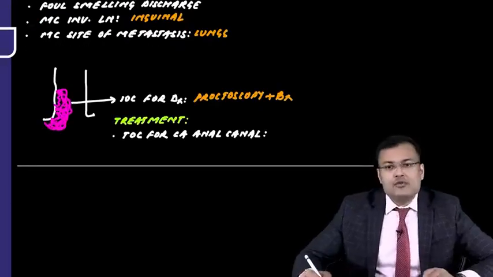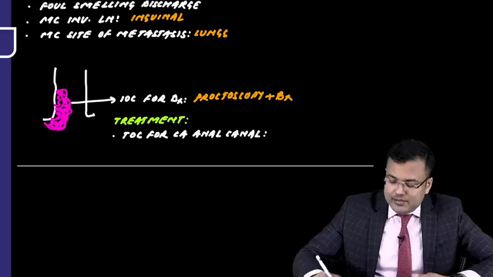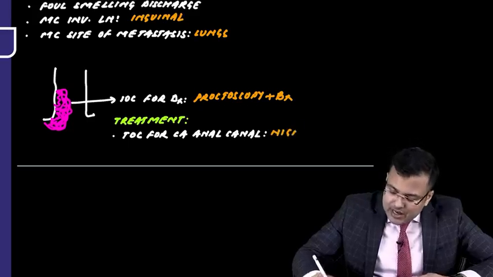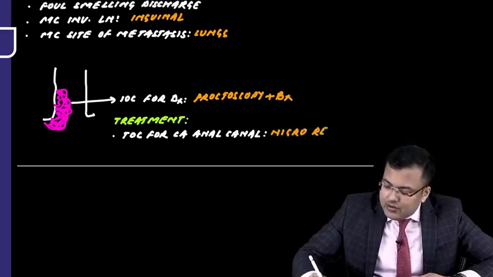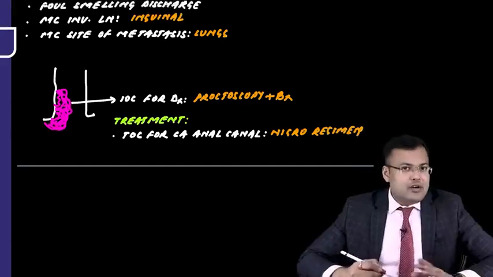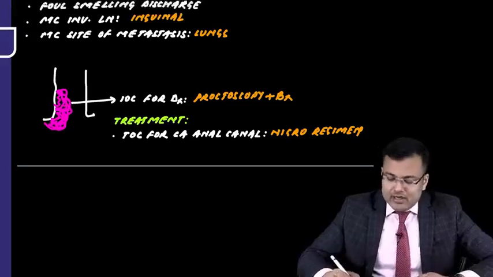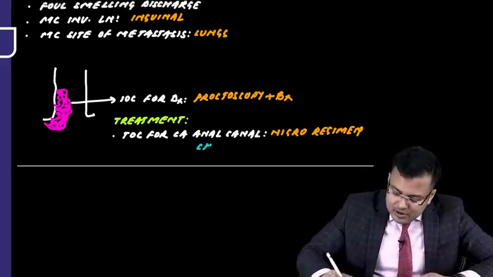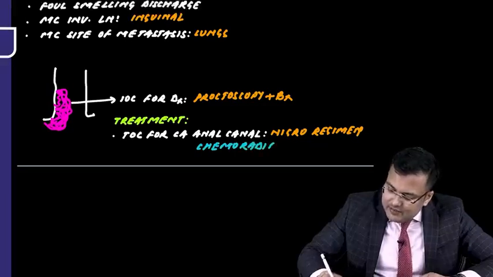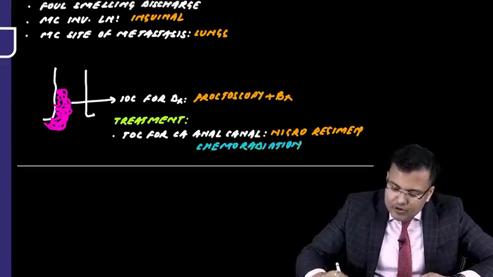And what is the treatment of choice for carcinoma anal canal? You must be knowing, it's an easy question asked frequently. This is Nigro regimen. So what do we give in Nigro regimen? Actually it's chemoradiation. Chemoradiation means first we give chemotherapy followed by radiation.